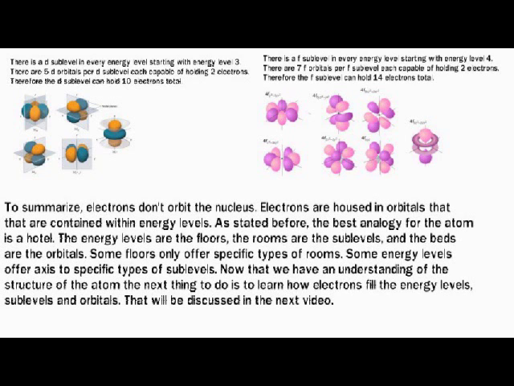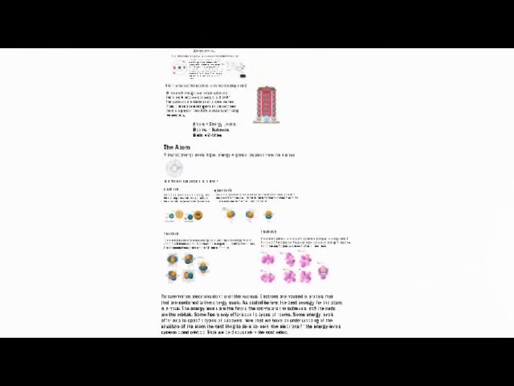Each of these has an energy cost associated with it. So higher energy sublevels cost more energy. Higher energy floors or energy levels cost more energy. Higher energy orbitals cost more energy. And we're going to learn how the electrons fill these energy levels, sublevels, and orbitals in the next video.